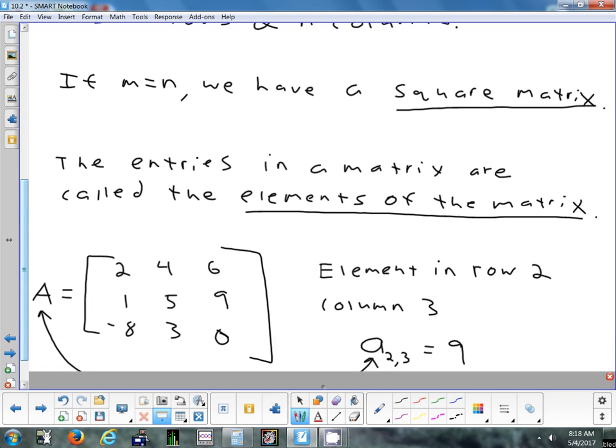Okay, so here's a 3 by 3 matrix. It's a square matrix, and I've labeled this matrix A. A lot of times they name a matrix with a capital English letter.